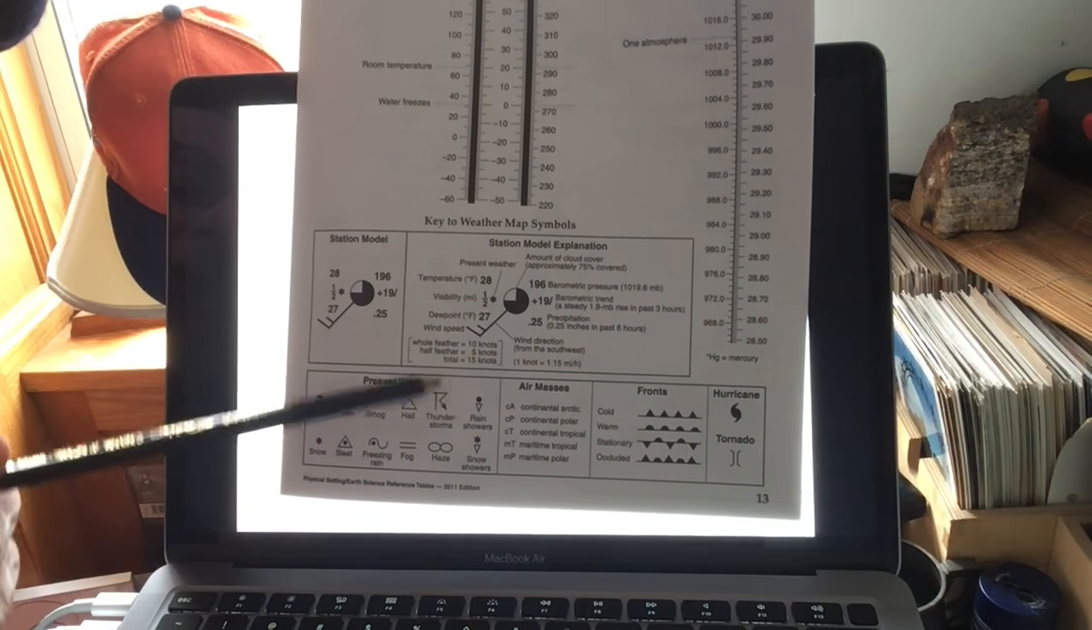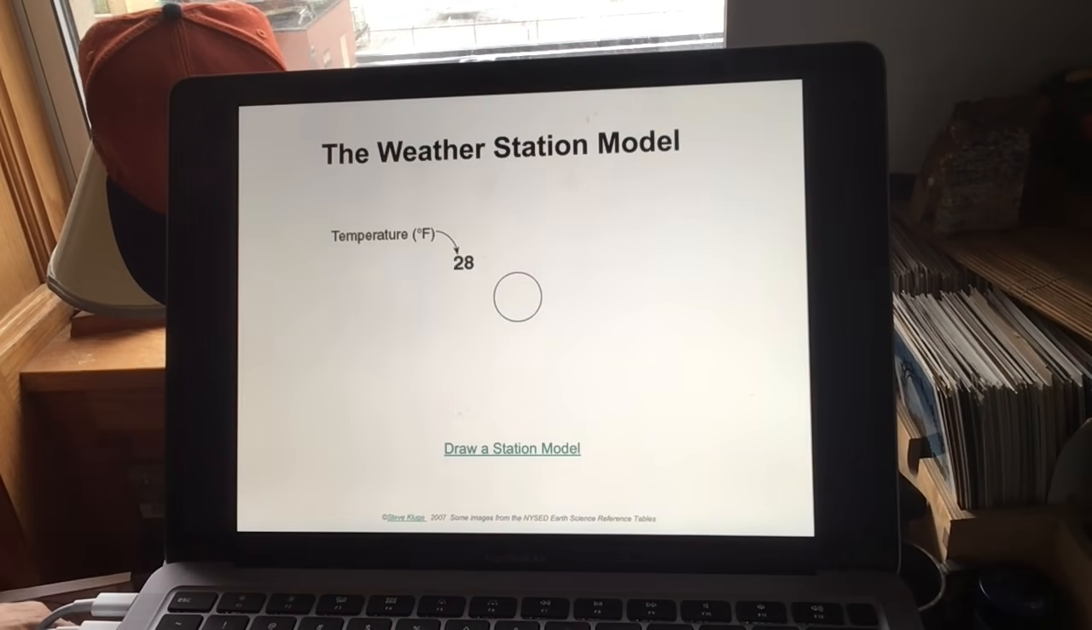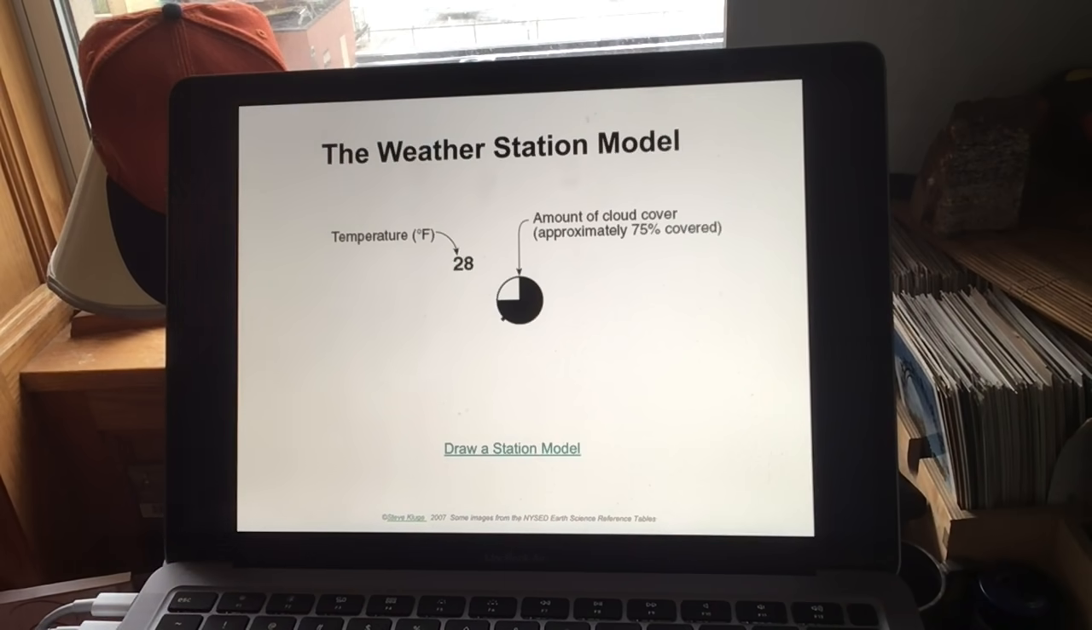So we're going to now focus on just the station model and how you would put one together. The first variable is the temperature in Fahrenheit at the 10 or 11 o'clock section of our circle. The circle is placed on a map at some specific location in the United States. Then, the amount of cloud cover in increments of 25. If it was 100%, we'd color in the full circle. It's 75 in this example, so 3/4 are colored in. Half, 50% cloud cover. A quarter of the sky covered with clouds, a quarter of the circle colored in. If the circle is white, we have no clouds in the sky.